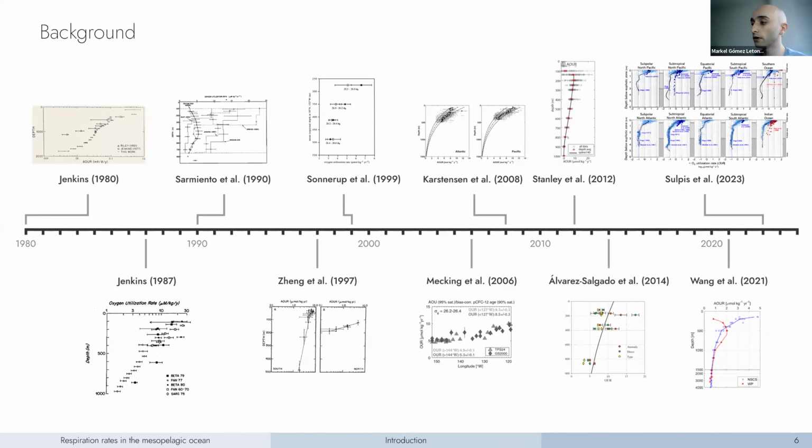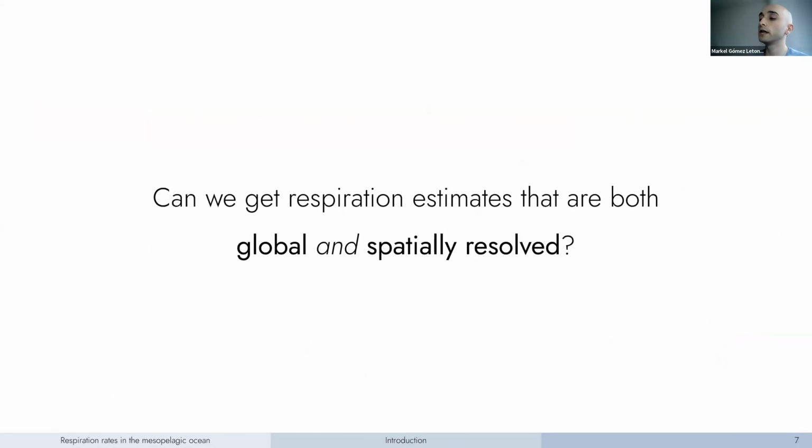So when setting out to do this work, the main goal we had was to provide estimates of respiration which had a global scale, but at the same time had some spatial resolution, which would potentially allow us to see some variability within this respiration in the mesopelagic layer, and also to associate this variability to some biogeochemical and oceanographical processes happening within this layer. As I said before, we wanted to do this by measuring how oxygen changes within this mesopelagic layer.